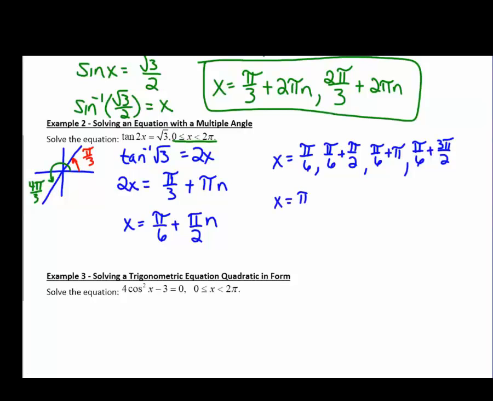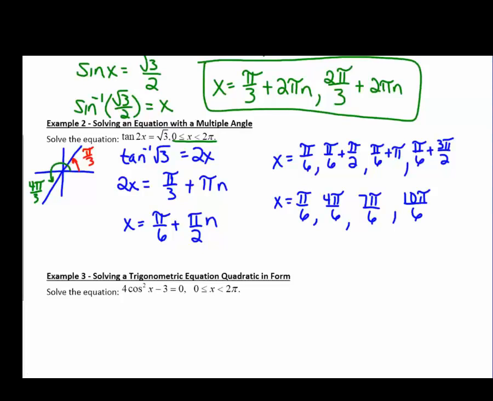So I have pi over 6. Then if I find a common denominator, well, pi over 2 is 3 pi over 6. So that's going to be 4 pi over 6. When I find a common denominator for pi over 6 plus pi, then I have 6 pi over 6. So that's going to give me 7 pi over 6. And then find the common denominator for the last one. So 3 pi over 2 is going to be 9 pi over 6. So that's going to give me 10 pi over 6.